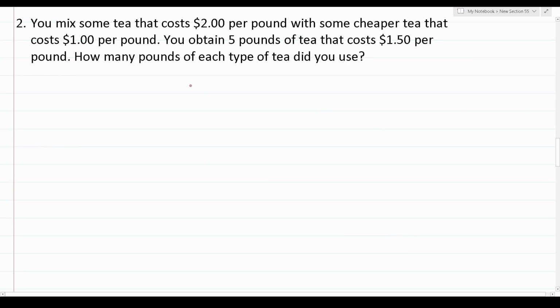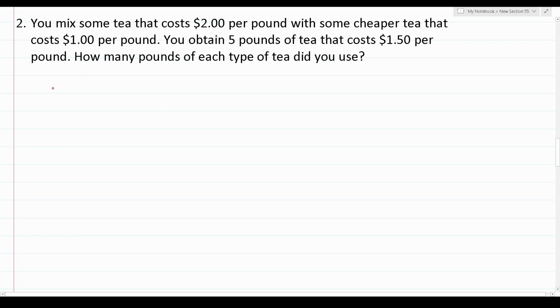This next question says, you mix some tea that costs $2 per pound with some cheaper tea that costs $1 per pound. You obtain 5 pounds of tea that cost $1.50 per pound. How many pounds of each type of tea did you use? All right, so this is very similar to that question we had regarding blending coffee. In this case, we're just blending tea.